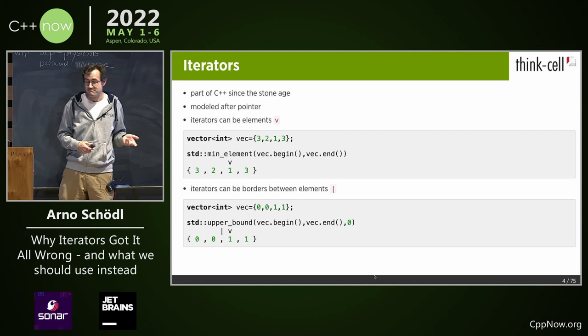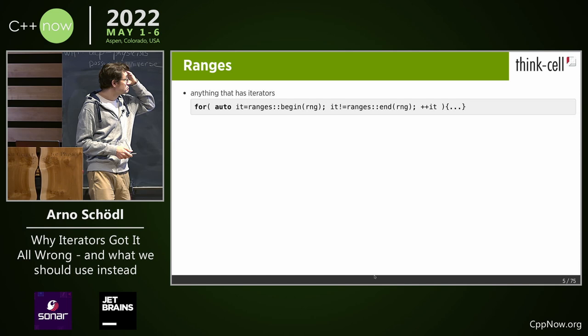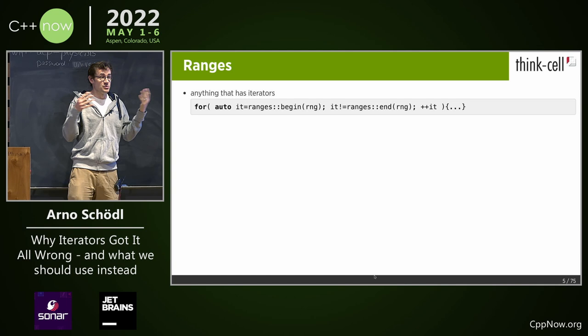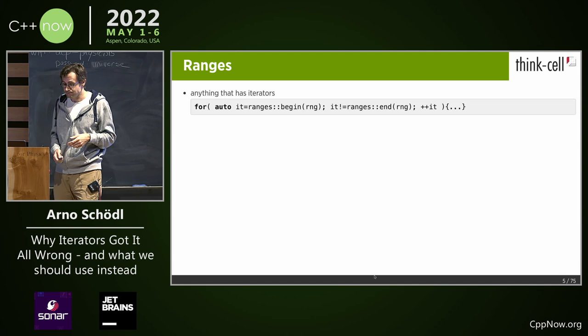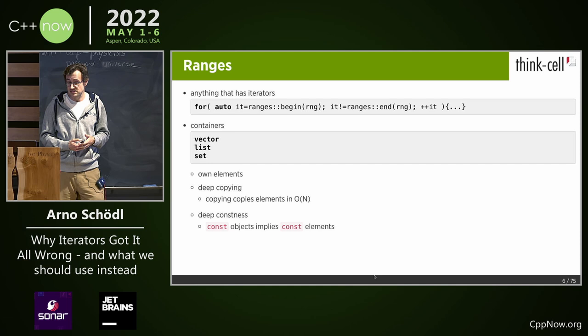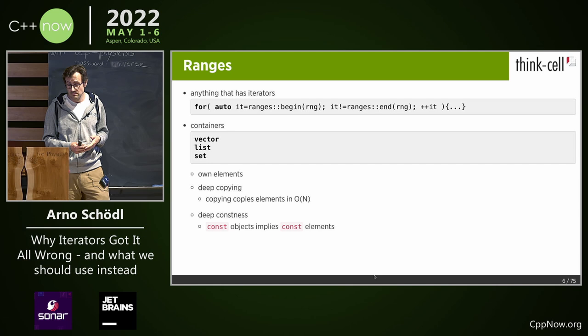Now we have ranges. And ranges are really anything that has iterators. So anything that you can get begin from and end from, and then you run an iterator over it to iterate all the elements. Now, they could either be containers: vector, list, sets. They own the elements. They do deep copy in O of n. And they have deep constants.